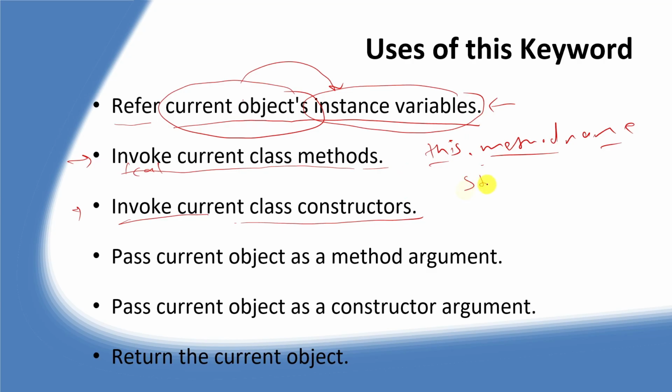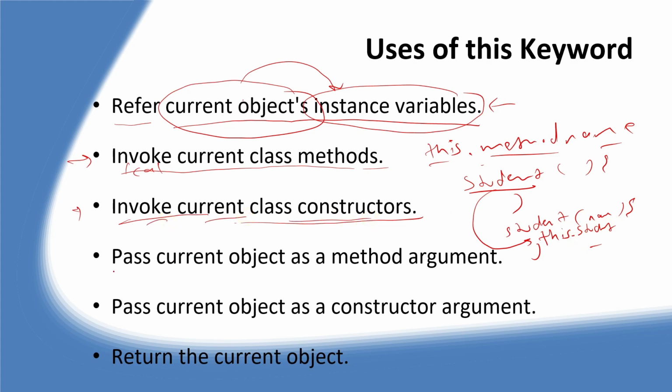Suppose we have constructors, Student. We already know method overloading, right? Constructor overloading. So there can be multiple constructors inside one class. So let's say we have two constructors inside the same class, and I want to invoke or call this constructor inside this constructor. So I will write here this dot Student, like that. So we can invoke or call current class constructors.